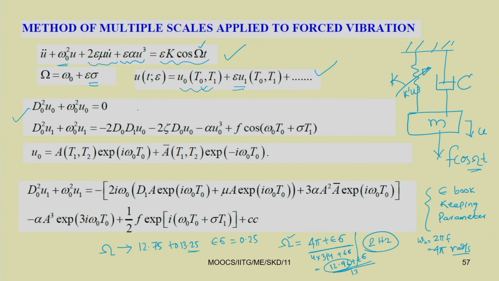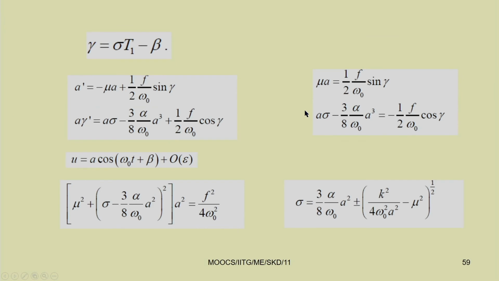Here it is written in terms of zeta, or you can write it using 2 mu. So, instead of zeta, it will be mu. So this is 2 mu d0 u0 minus alpha u0 cubed plus f cos of omega 0 t0 plus sigma. Here you can see this sigma is replaced by omega 0 t0 plus epsilon sigma t0.